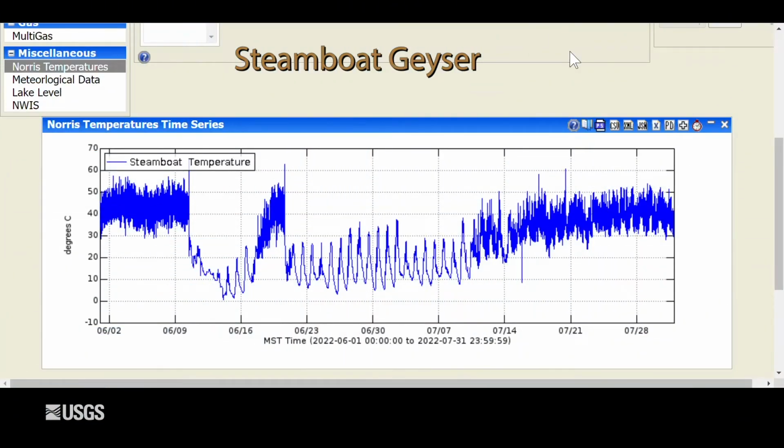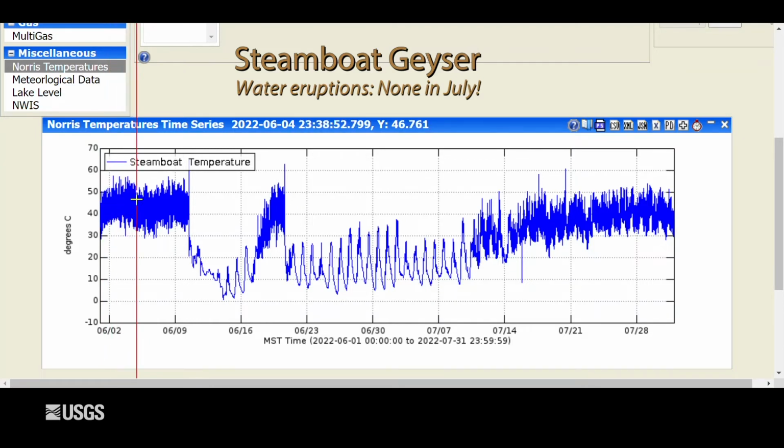Finally, turning to Steamboat Geyser, everybody's favorite geyser, the tallest geyser in the world, we actually did not see any major water eruptions during the month of July. Now, this is a plot of the temperature that's being measured in the Steamboat outflow channel. All of this very thick line, lots of up and down motion, is an indication of minor eruptive activity. We typically see a lot of minor activity before the major eruption.